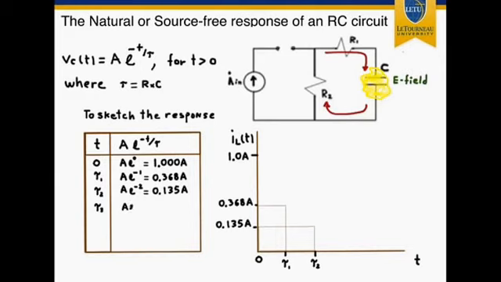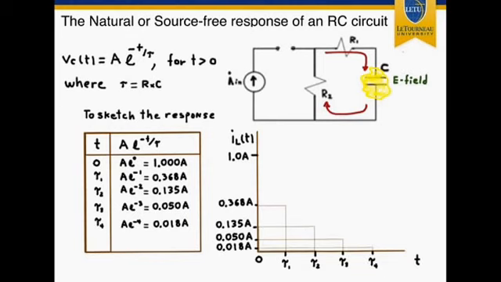If we assign t equal to 3 time constants, then V sub c is going to be equal to A e to the minus 3, that is equal to 0.05 times A. If we assign t equal to 4 time constants, then V sub c is going to be equal to A e to the minus 4, equal to 0.018 times A. If we assign t equal to 5 time constants, V sub c of t is going to be equal to A e to the minus 5, that is equal to 0.007 times A.